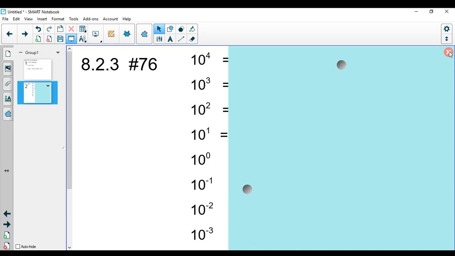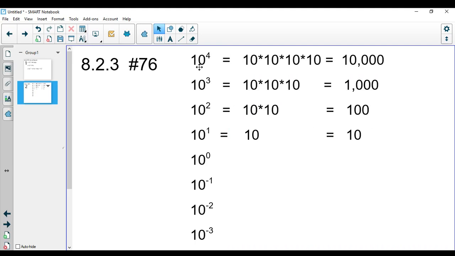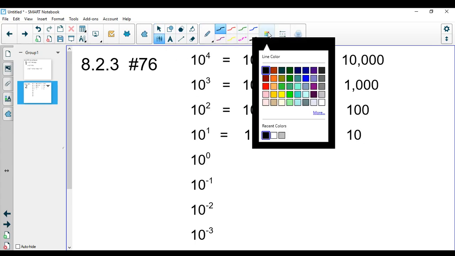Now, if we're going to look at what that actually means, 10 to the fourth is 10 times 10 times 10 times 10. If you figure that out, you get 10,000. 10 to the third, 10 times 10 times 10, is 1,000. 10 times 10 is 100. 10 to the first is just 10. Now, we want to look at some specific patterns here.